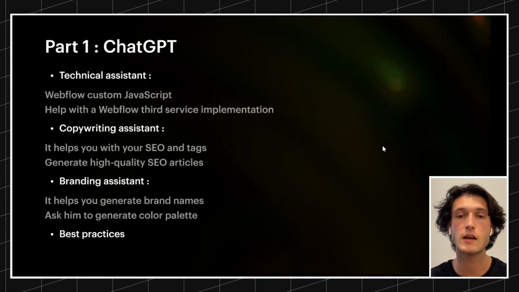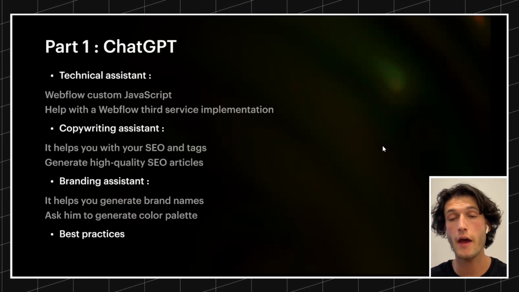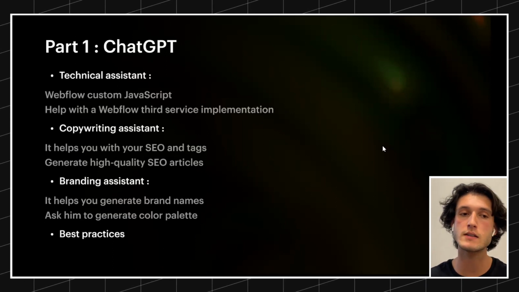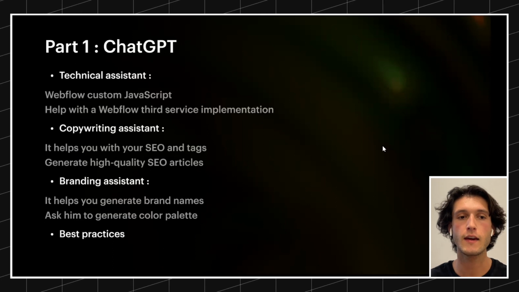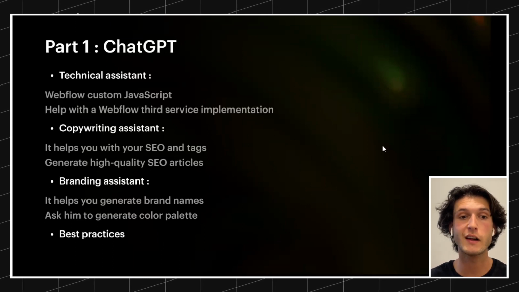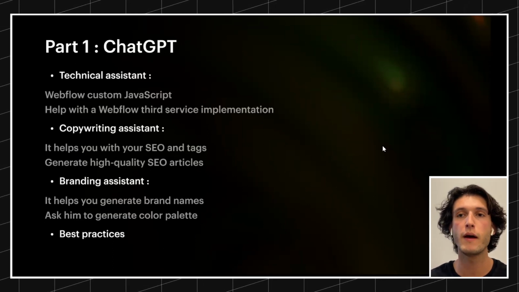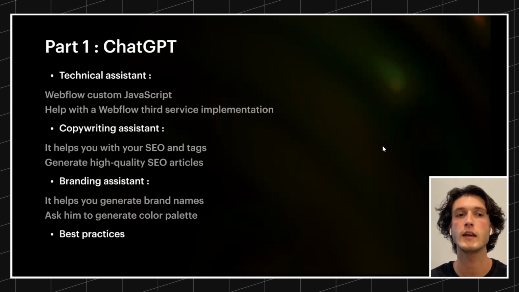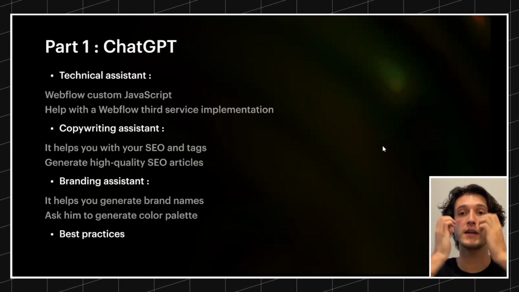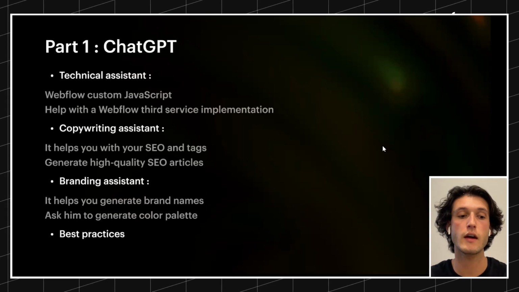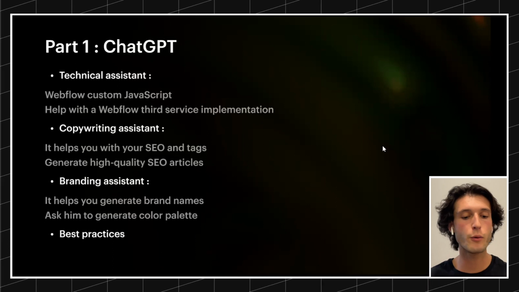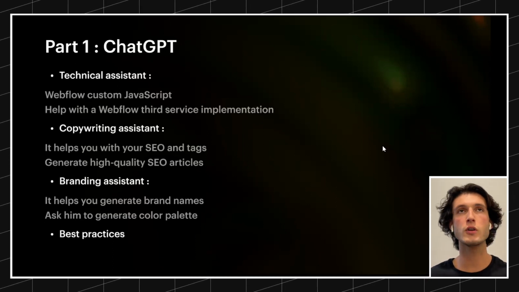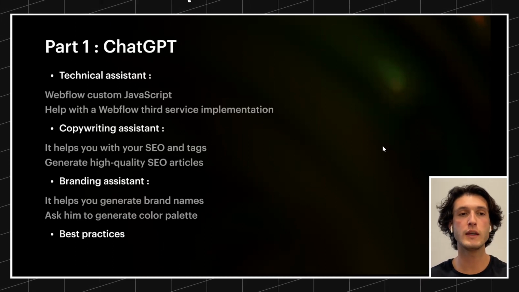Then we're going to see some copywriting stuff, how ChatGPT can help you with SEO. And we're going to end with the cool part that I like about branding and how it can help you generate brand names, color palettes, and a lot more than that. I'm going to show you then some best practices I discovered after quite a lot of time playing with it, the way you can write, what you could do, what you shouldn't. I hope it will be helpful.